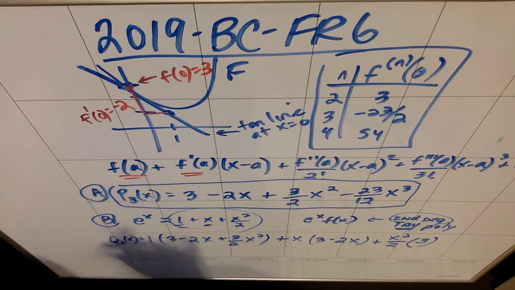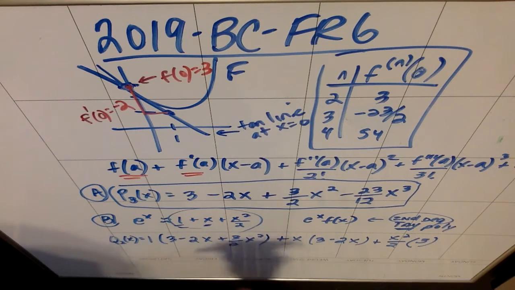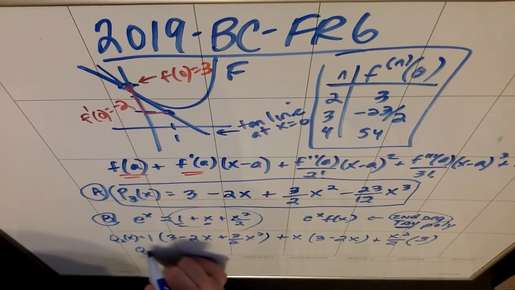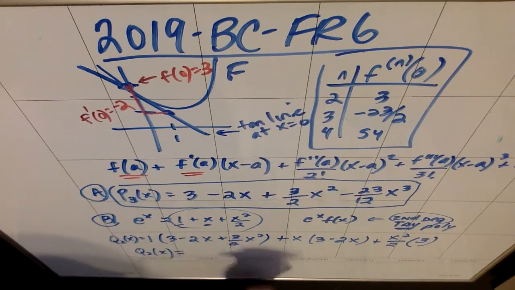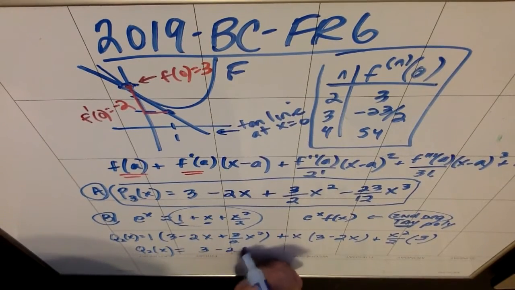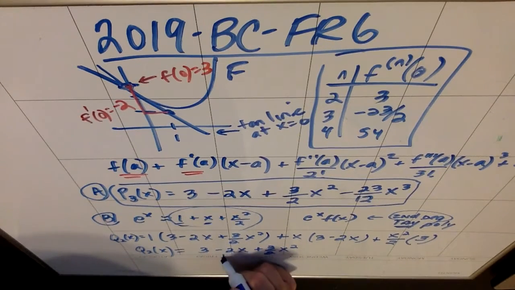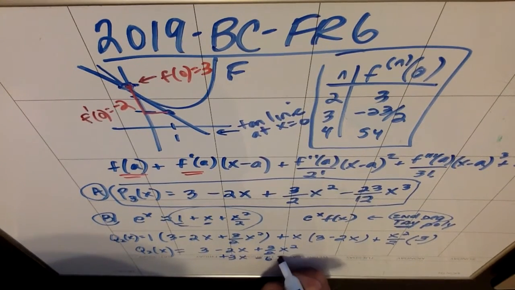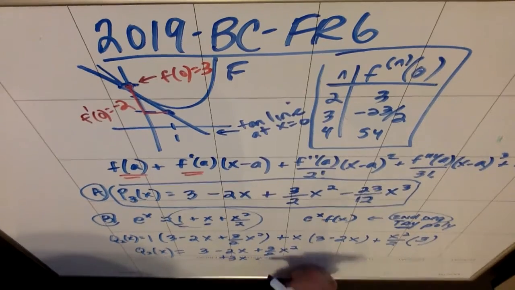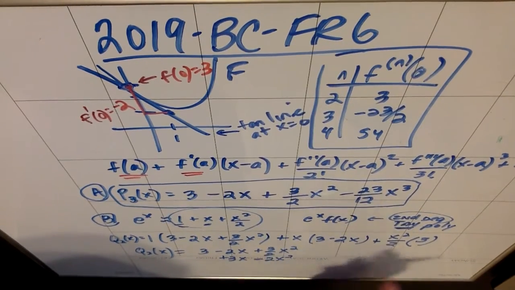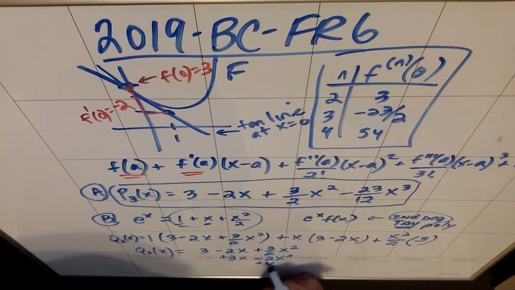Now, this is great, and this is the work behind it, but then I need to clean this up, because they're going to want this written as a nice, happy polynomial. So when I distribute, I'm going to get a 3, a negative 2x, and a plus 3 halves x squared. When I distribute this guy, I get a plus 3x and a minus 2 x squared, my bad, mea culpa, right? And this guy is just a plus 3 halves x squared.